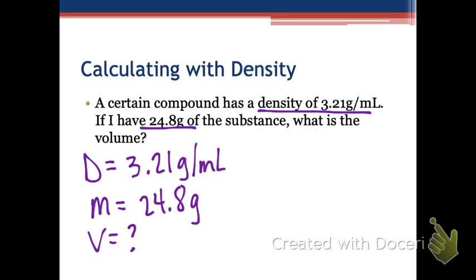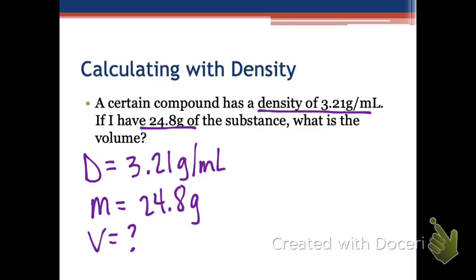Did we all see where those variables came from? And we agree with how they're labeled? This is my density. If you can't tell based on context clues, look at the units, right? Grams per milliliter is my unit for density. Here's my mass. It's measured in grams. Volume, I don't know what it is.